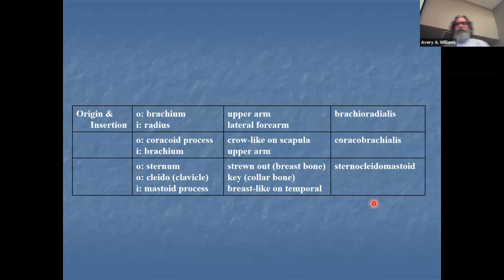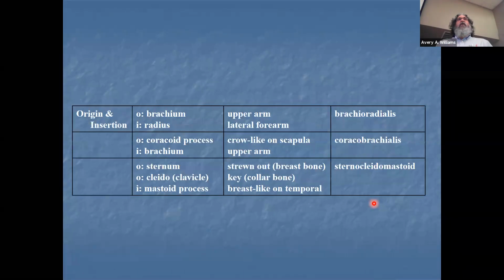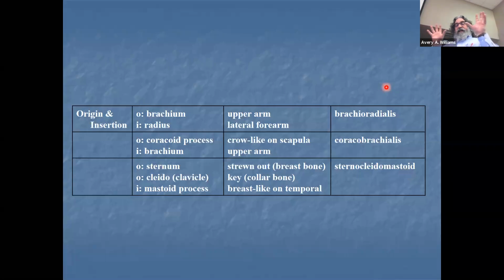Okay. Next criterion, remember origin and insertion. I have 3 examples here that were named according to their origin and insertion. You look at them carefully, they're compound terms: brachioradialis, coracobrachialis, sternocleidomastoid. They're compound terms made from different regions. And when you're naming a muscle according to its origin and insertion, you always write the origin first. Let's say O for origin, I for insertion.